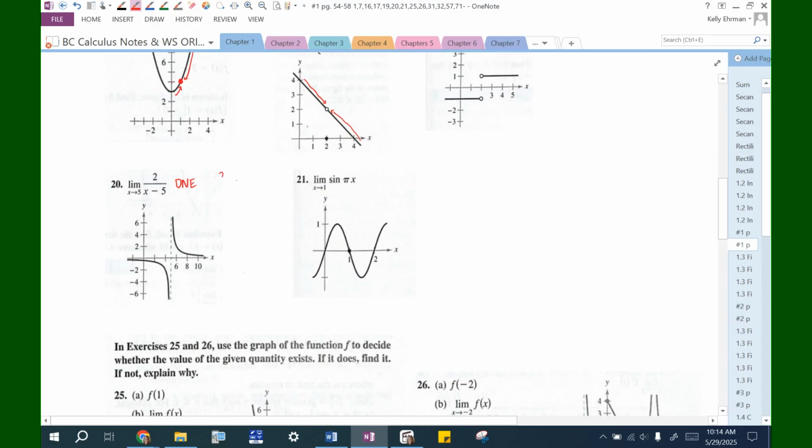And that's because 2 over x minus 5 is unbounded at x equals 5. There's a vertical asymptote.